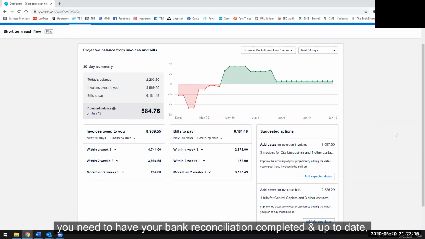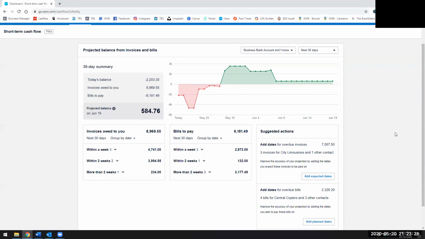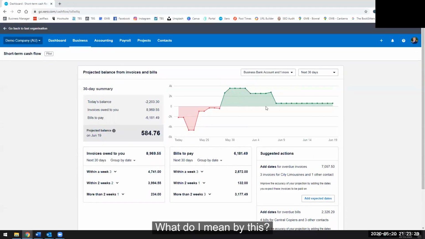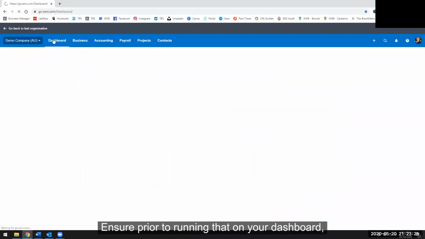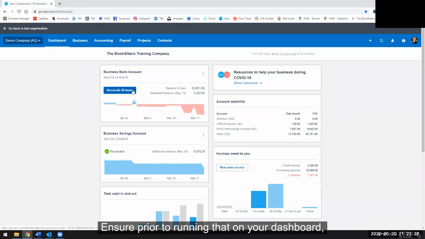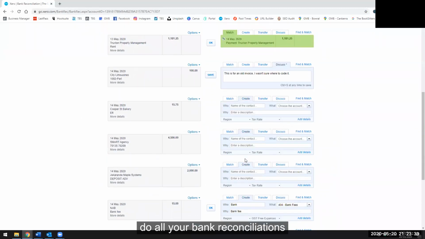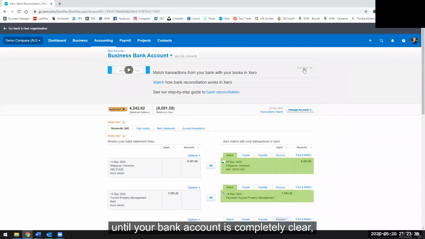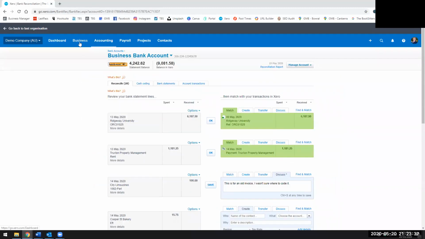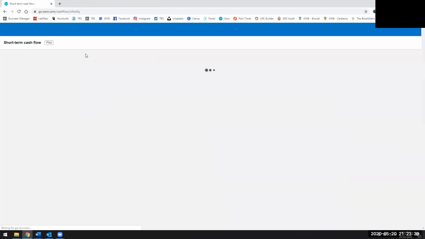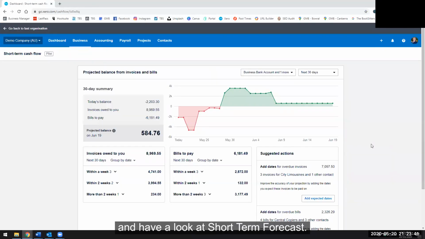keeping in mind that for this to be worthwhile, you need to have your bank reconciliation completed up to date. So the figures that you're looking at are accurate and up to date. What do I mean by this? Ensure prior to running that on your dashboard, you have no transactions to reconcile. So hop in there, do all your bank reconciliations until your bank account is completely clear, and then go back into your business and have a look at the short-term forecast.